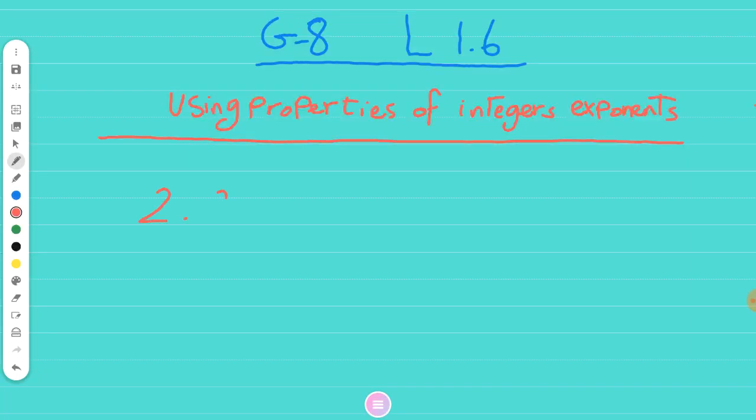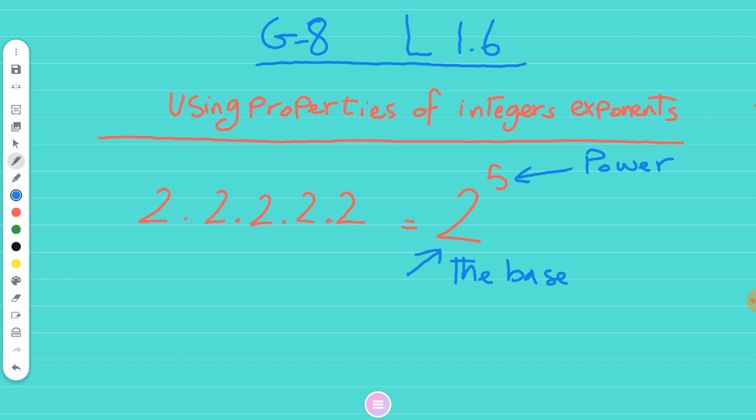So 2 times 2 times 2 times 2 times 2. Instead of writing 2 times 2 times 2 five times, I can write it as 2 to the power of 5. Yes. So 2 is called the base, and 5 is called the power or exponent. Okay, so we can say it 2 to the power 5.